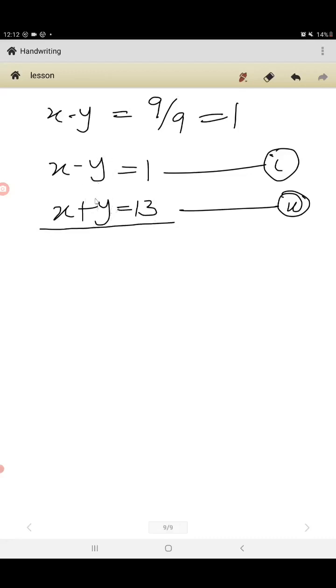So if you add them together, we have 2x. This one will be 0. So it's equal to 14. So you divide both sides by 2. x will now be 14 over 2, which is equal to 7. So you are able to find the value of y with any of these equations.